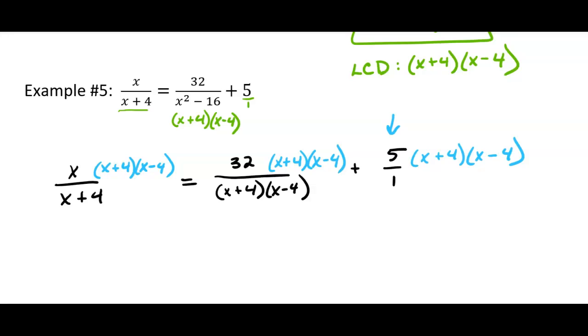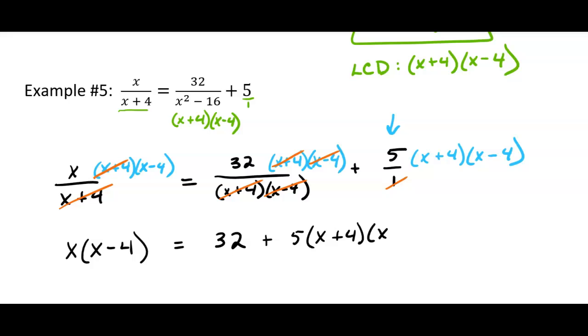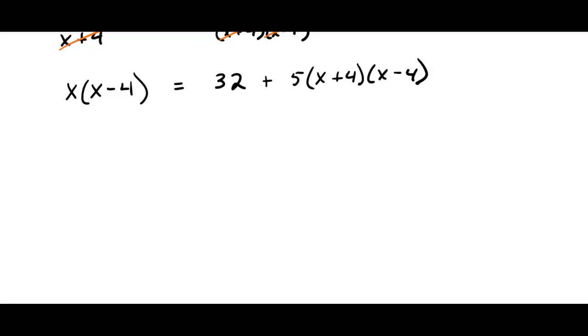Okay, now we're going to do some canceling to get rid of the denominators. X plus 5 is out. X plus 4 out. X minus 4 out. And then nothing's out on the left. You can cross out the 1, but that's just going to be there. Okay, now this is going to be fun. X times x minus 4 equals 32 plus 5 times x plus 4 times x minus 4. So you're looking for what's left, what didn't get crossed out. The good news is the denominators are gone. The bad news is you've got to do some work.